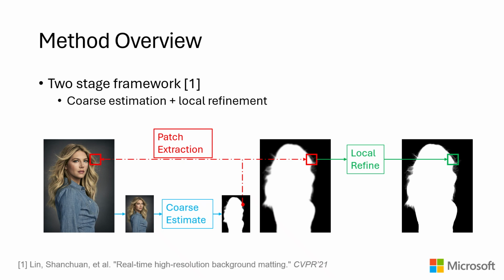As shown in this diagram, we start with a very high resolution input, downsample it by 8 or 16 times to obtain the coarse input. Then we estimate the coarse alpha from the coarse input. Next, we extract local patches around the boundaries and use a second network for refinement.